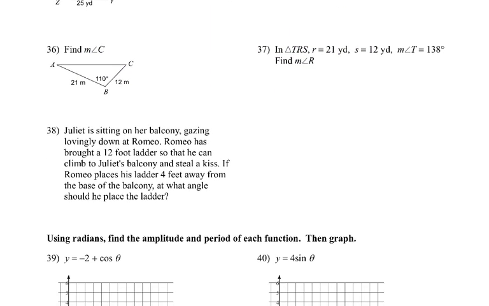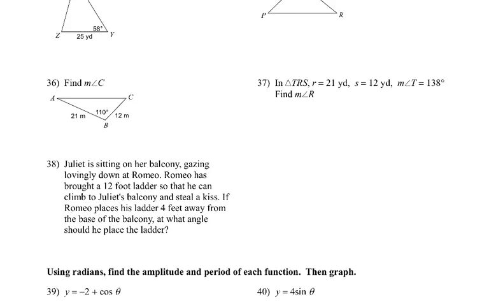Now, the last one here, okay, Juliet is sitting on her balcony gazing lovingly down at Romeo. Romeo has brought a 12-foot ladder so that he can climb to Juliet's balcony and steal a kiss. If Romeo places his ladder 4 feet from the base, at what angle should he place the ladder? So it's a good idea to draw this, right? Got the balcony, Juliet here, Romeo down here, the ladder's 4 feet out, and his ladder's 12 feet long. So in essence, what's that angle?